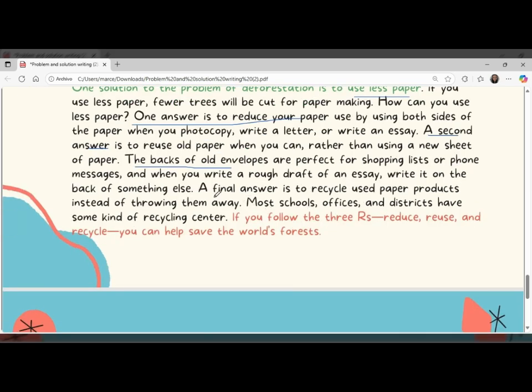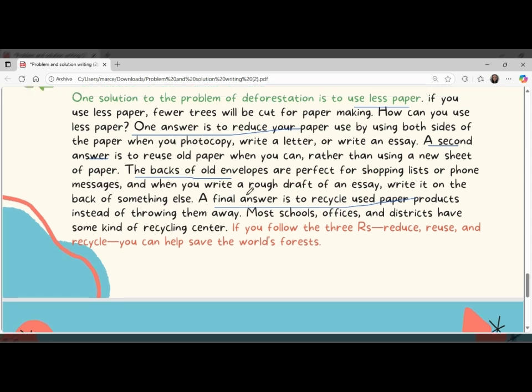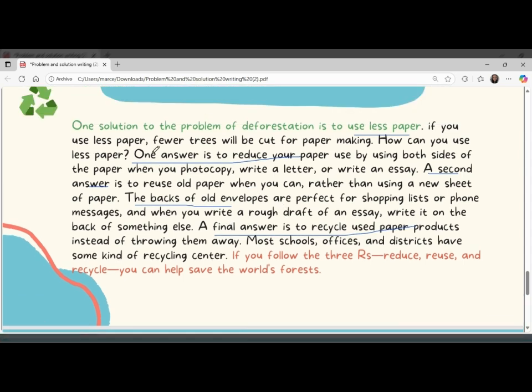A final answer is to recycle used paper products. Here I have another solution. I'm presenting three solutions to the problem, but all of them are related to using less paper.